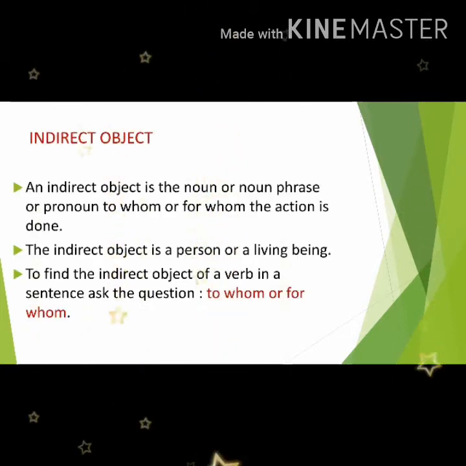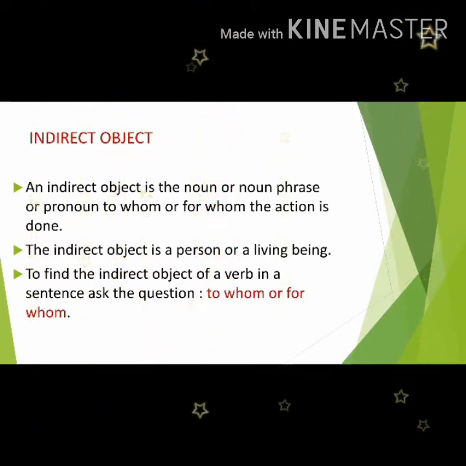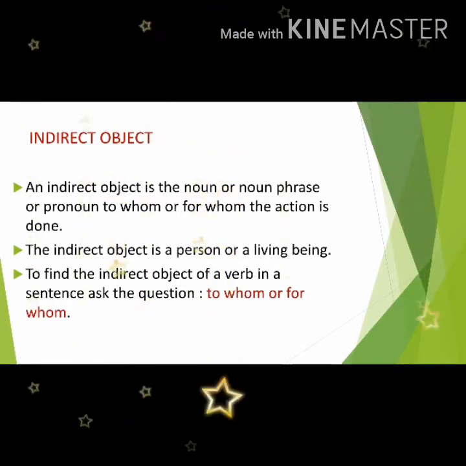Next, we learn about indirect object. An indirect object is the noun or noun phrase or pronoun to whom or for whom the action is done. The indirect object is a person or a living being. To find the indirect object of a verb in a sentence, ask the question to whom or for whom.